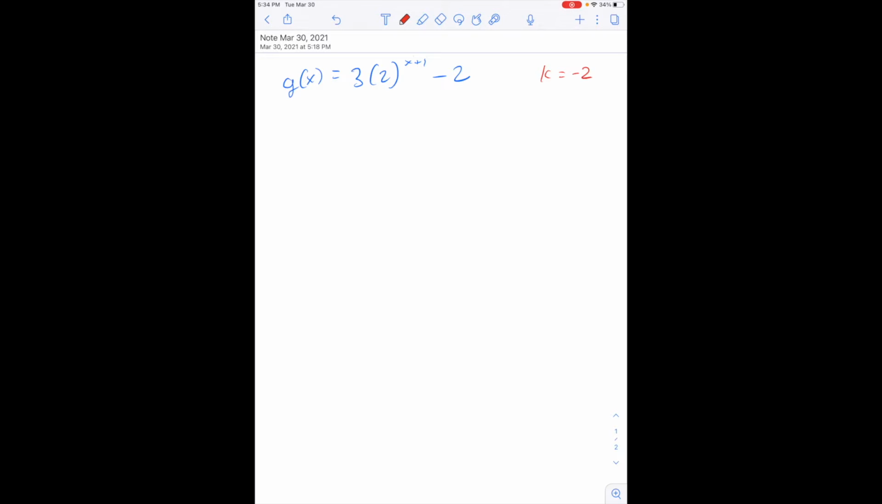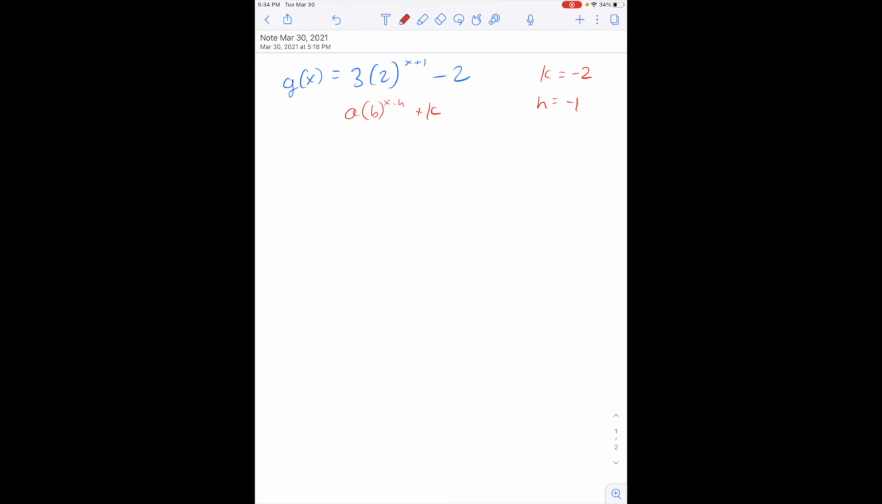So we can also figure out our h. If you remember, our generic function looks something like a times b raised to the power of x minus h, plus k. So that plus 1 would be this part right here. And so that means that our h value is -1. Just to double check, if I put -1 in there, that does turn into plus 1. So I'm good to go on that part.